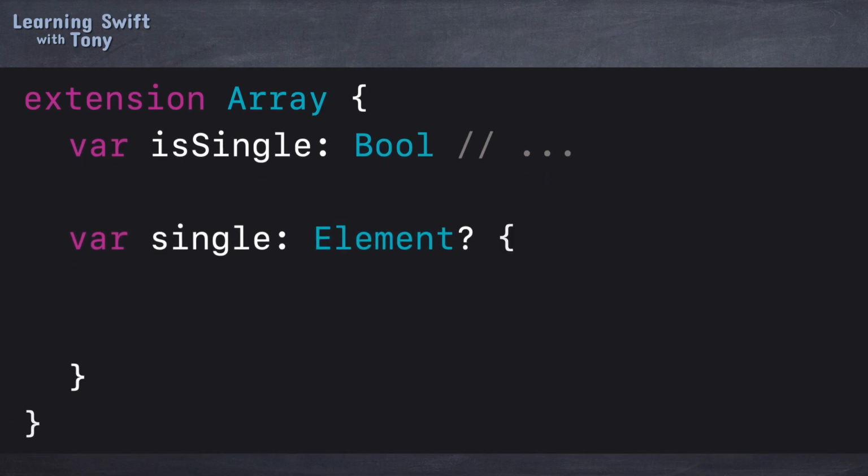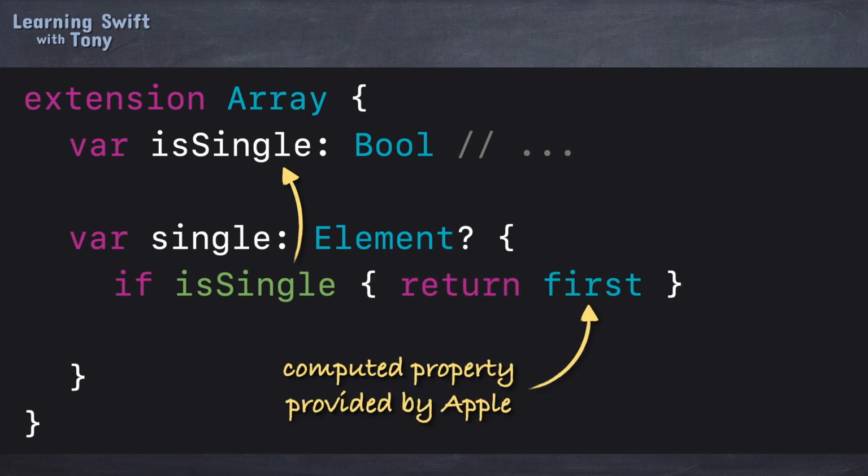So what about the implementation for our property? Well, we need to return an element if and only if the array only contains one single element. So a conditional statement is appropriate here. If isSingle. Note how we are making use of another property we wrote ourselves earlier in the array extension, which is perfectly valid here. In this case, when isSingle returns true, what should we return? We can return first, which is a property provided by Apple on all arrays, which returns the first element in the array if it exists, otherwise it returns nil.